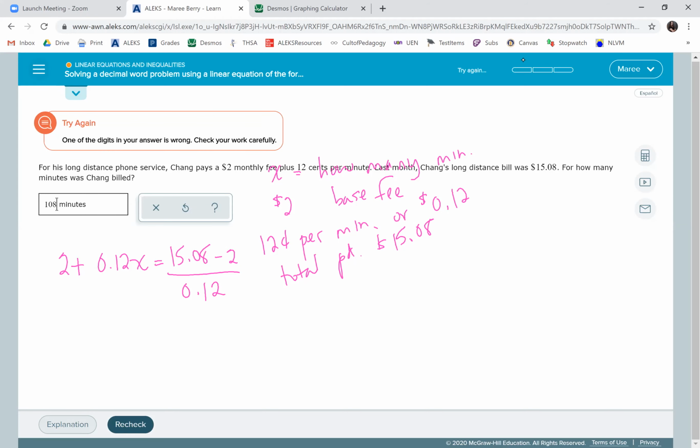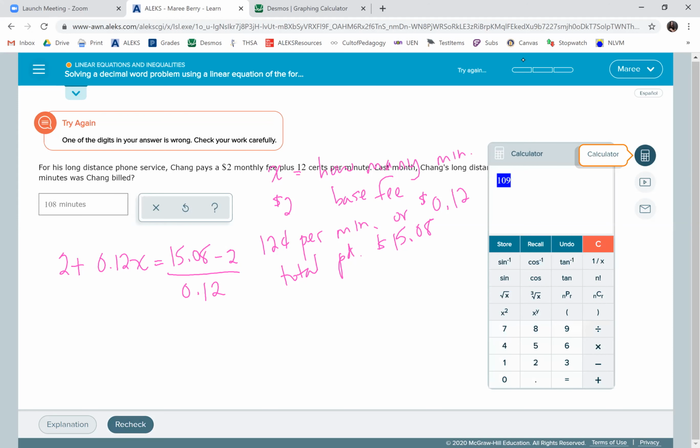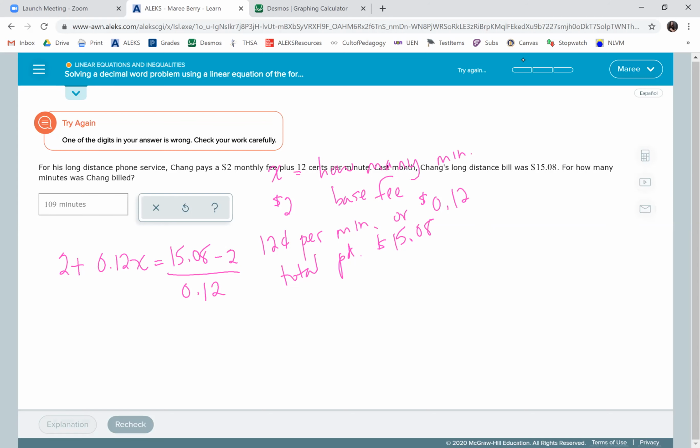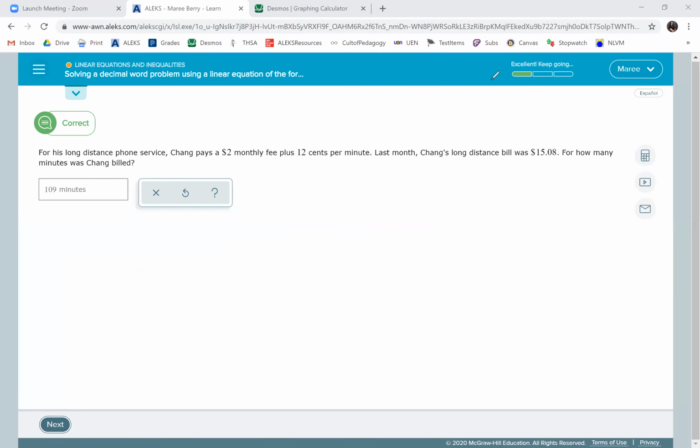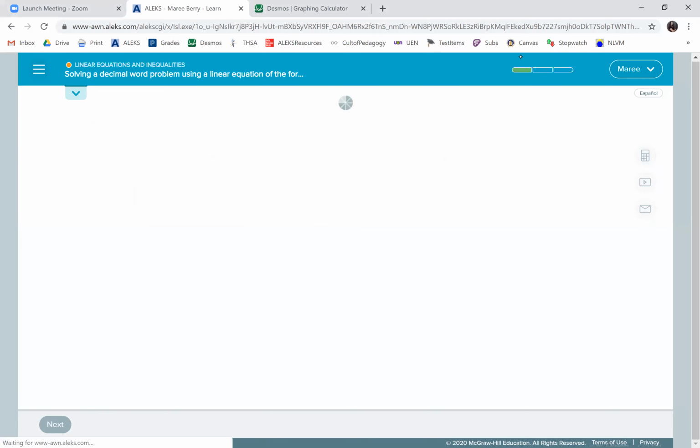Okay, one of the digits in your answer is wrong. Check your work carefully. Oh, and under 9. Oh, did you guys probably see that? And okay, excellent. So let's do the next problem.